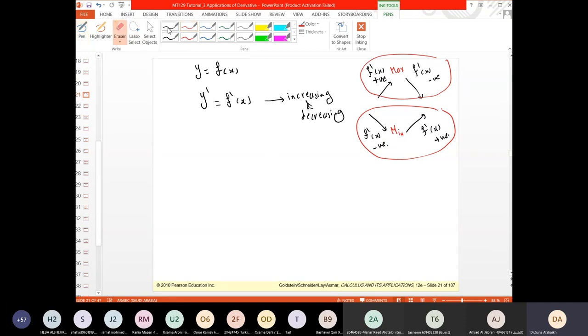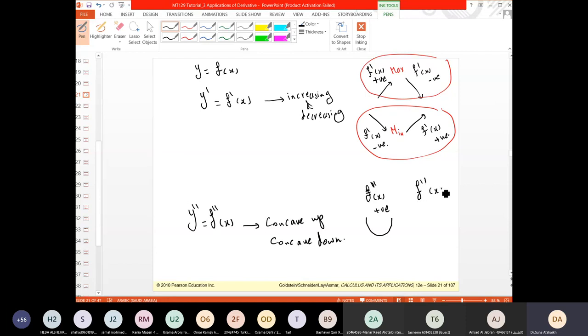Now, let's write the double dash down there. If I'm studying y double dash of x, which is f double dash of x, it is talking about concave up and concave down, مقعر لأعلى أو مقعر لأسفل. If f double dash of x is positive, it means my function is concave up. And if f double dash of x is negative, it means my function is concave down.